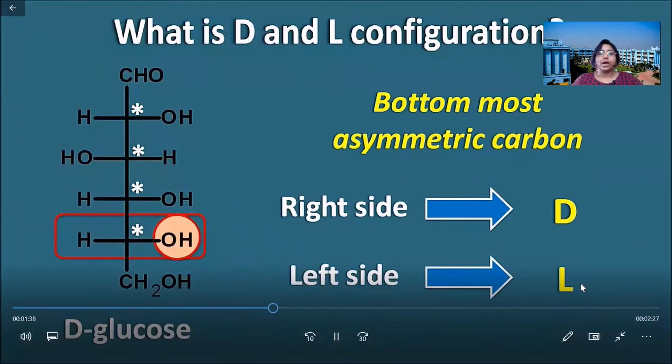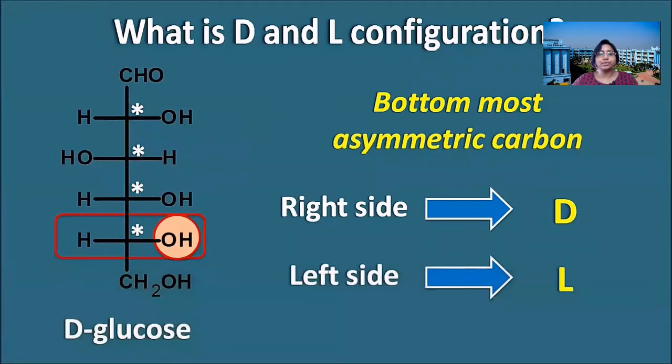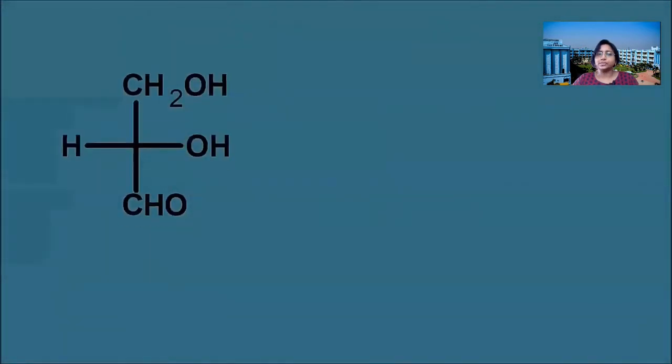So I hope that you have understood how to tell which one is D configuration and which one is L configuration. Again I am telling you, you have to take the asymmetric carbon, then take the bottom side, then see which one is the right side and which one is the left side. You have to think about this.